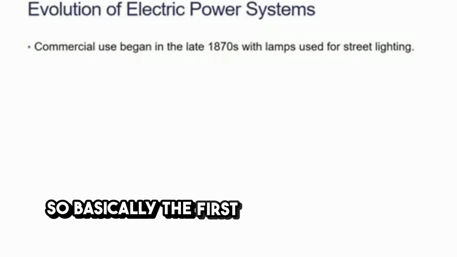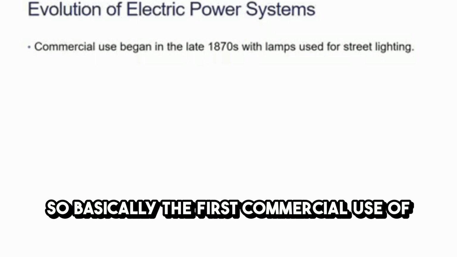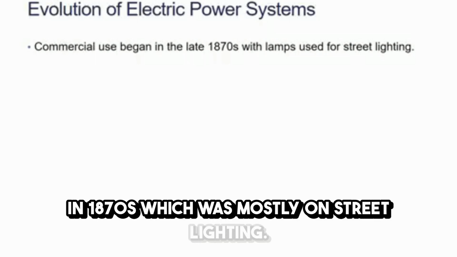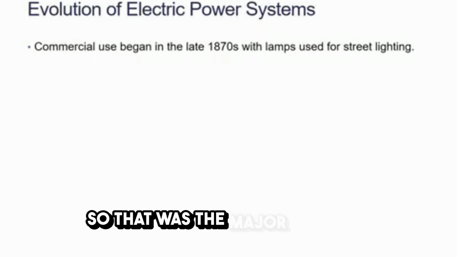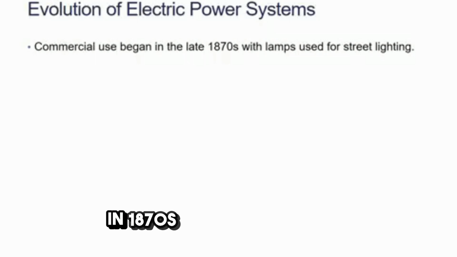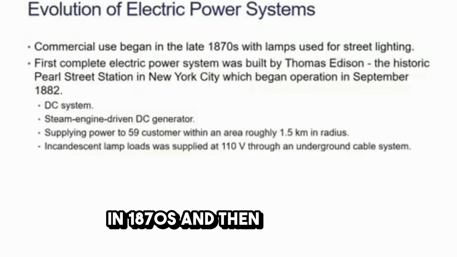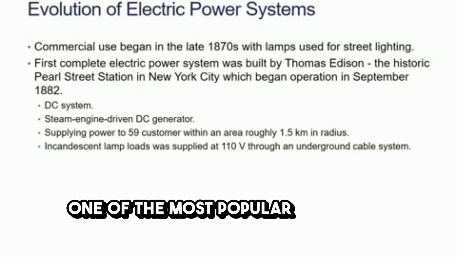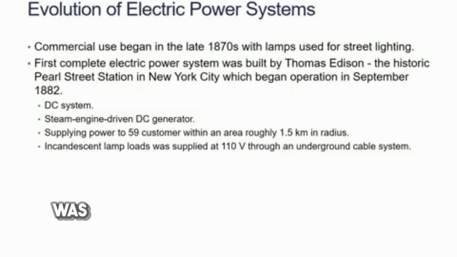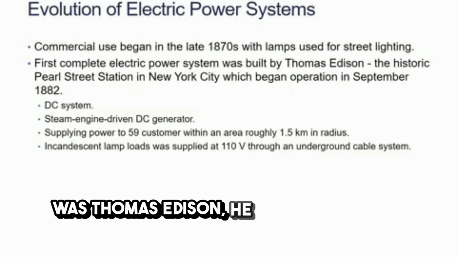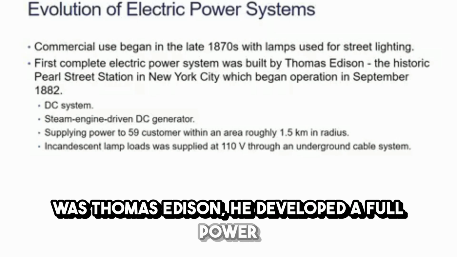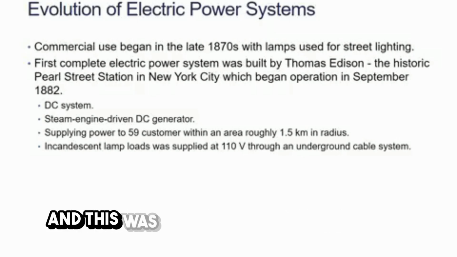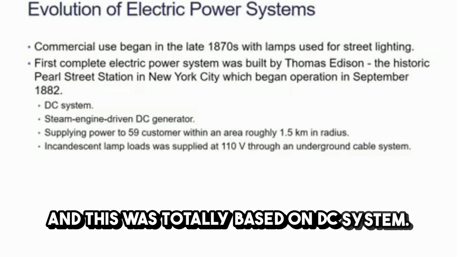So basically, the first commercial use of electricity started in the 1870s, which was mostly on street lighting. That was the major focus in the 1870s, and then one of the most popular electrical scientists, Thomas Edison, developed a full power system in 1882 in New York, and this was totally based on a DC system.